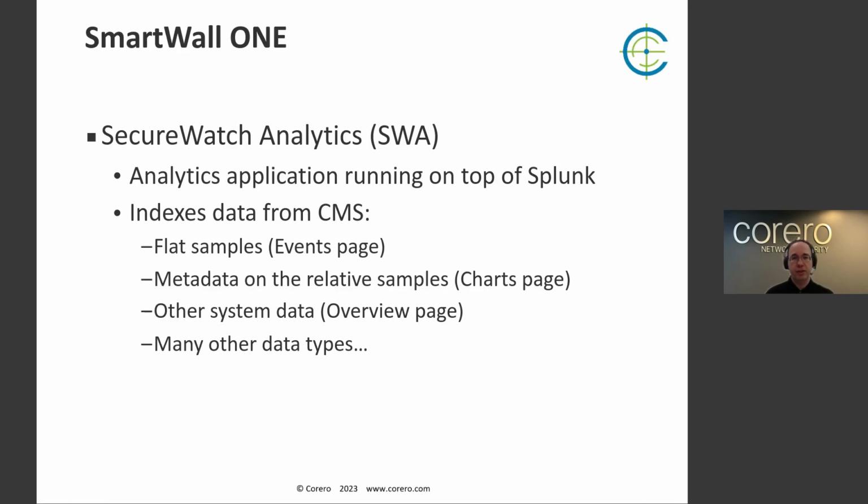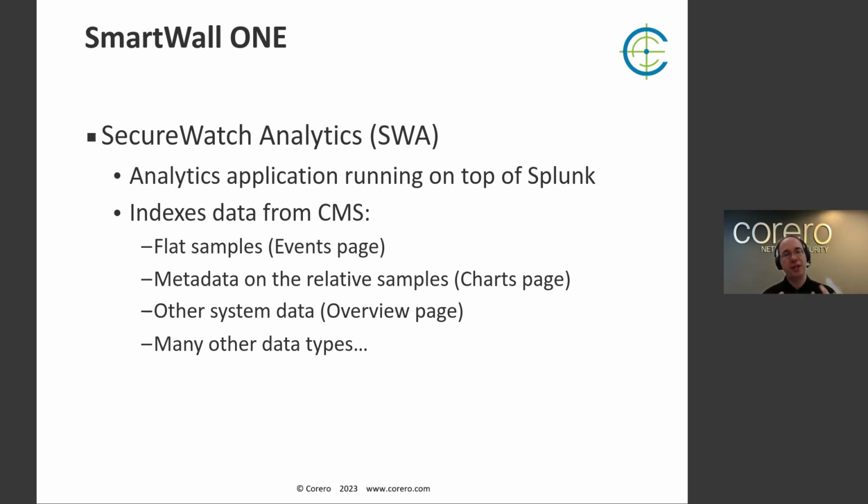Now, the SWA is our analytics engine. It runs on top of Splunk. So we've used Splunk with this product from the beginning. It's included. I'm really a Splunk fanboy. I think it is really intuitive. The full search capability is there for customers and us and the SOC that we use to support your product. But for now, before I get overwhelmed, I'm just going to talk about the events and the charts page.